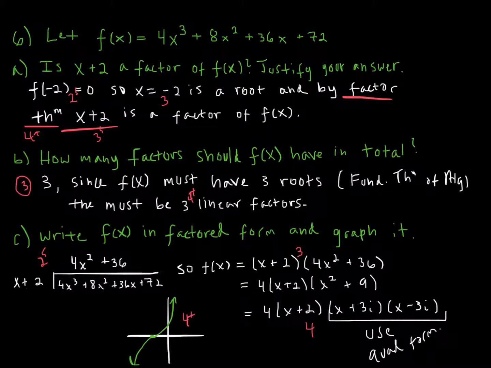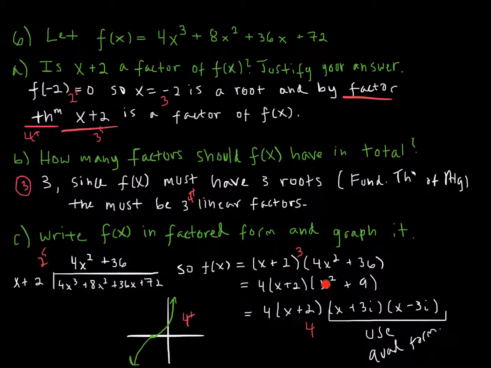So I do polynomial division. I get 4x squared plus 36. So my function is x plus 2 times 4x squared plus 36. I look to factor this out. I'm going to pull out a 4. And I can use the quadratic formula by setting this equal to 0 to solve for the 2 roots of this. And that will allow me to write the 2 factors.